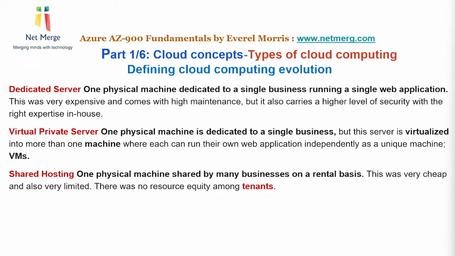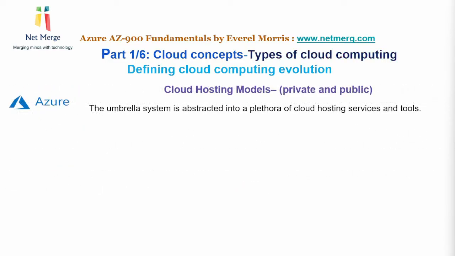Then we move on to shared hosting. One physical machine again that is shared by many businesses on a rental basis. This was very inexpensive and also very limited. There was no parity between tenants, no equity among tenants. If someone has a really large workload, say for example the Olympics was going on in China and you have a couple thousand people using the server, all those resources would go to the Olympics committee and all the other tenants would be starved for resources. So there was no parity. That's when we had to come up with a better solution.